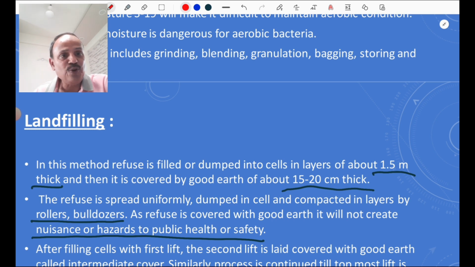In this method, refuse is filled and dumped into the cell in a layer of about 1.5 meter thick, and then it is covered with good earth about 15 to 20 centimeter thick. The refuse is spread uniformly, dumped in the cell and compacted in layers by rollers or bulldozers. The refuse is covered with good earth. It will not create nuisance or hazards to public health or safety because it is below that earth.